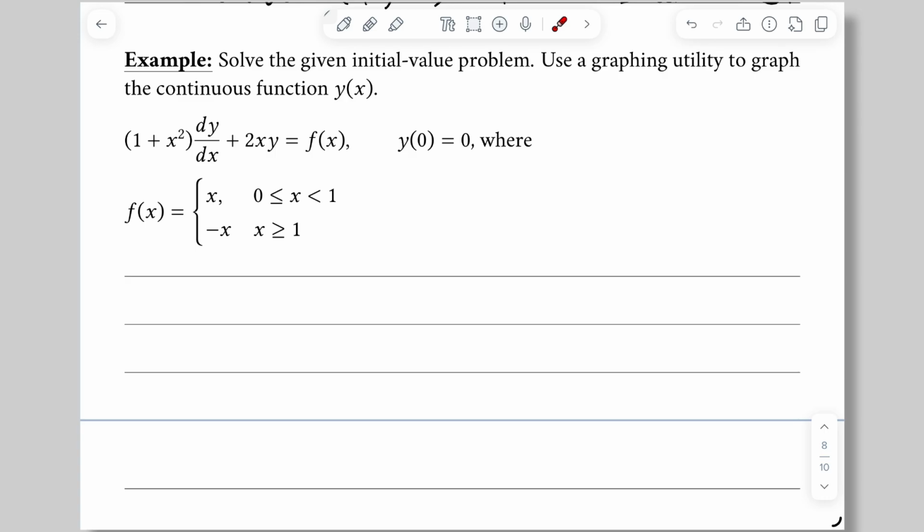In this example, we have a linear equation, the left-hand side of which is (1 plus x squared) times dy/dx, plus 2xy. Because y appears as nothing more interesting than itself and its derivative, this is linear. f of x on the right-hand side, though, is a piecewise defined function where f of x is equal to x as long as x is between 0 and 1, inclusive at 0, and negative x when x is greater than or equal to 1. Note we also have an initial condition, y of 0 is equal to 0.